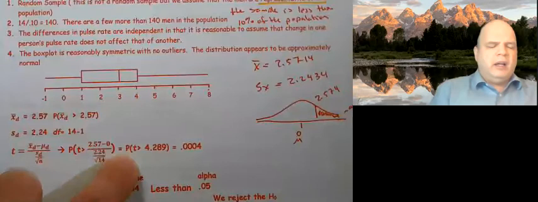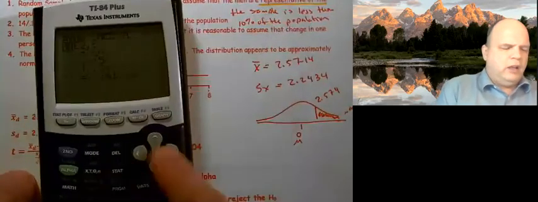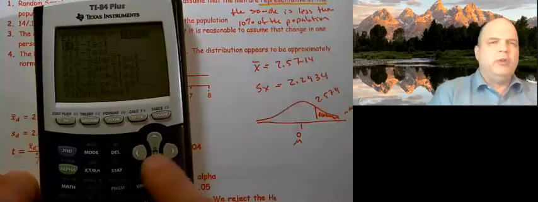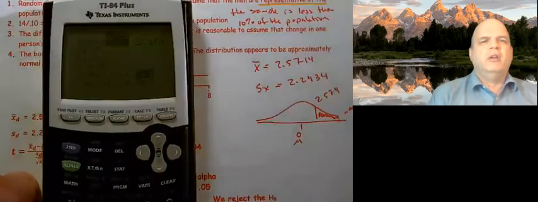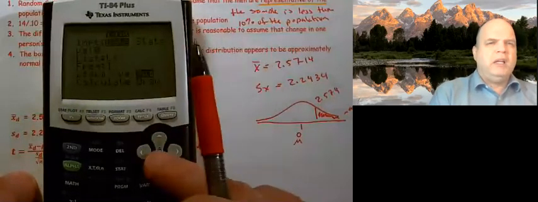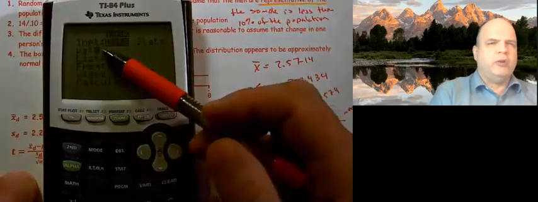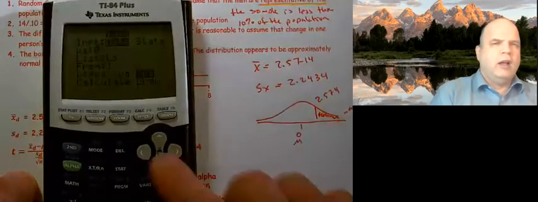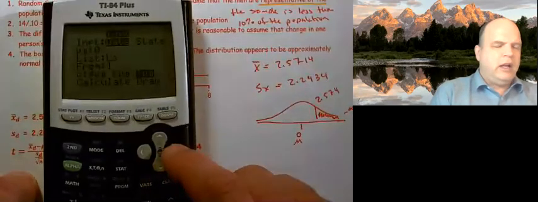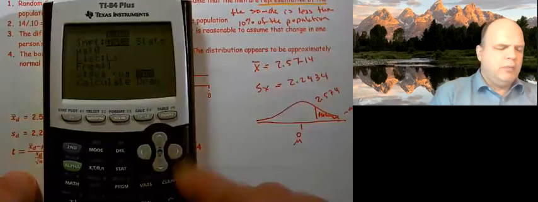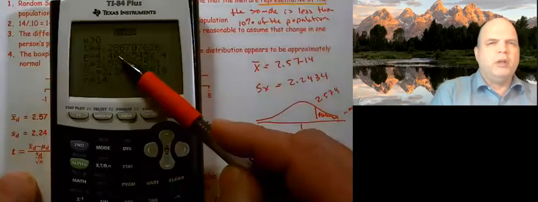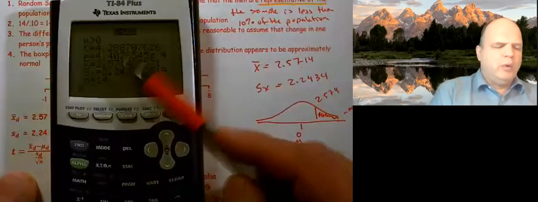And here's how you do it: stat, arrow over the word test. Number 2 happens to be the t-test. I have data, so I want to make sure data is highlighted. My mean I need to set to 0 because we're working with a difference. My data is in L3. And then I need to highlight the greater than symbol. And I end up getting a t equal to 4.2887.